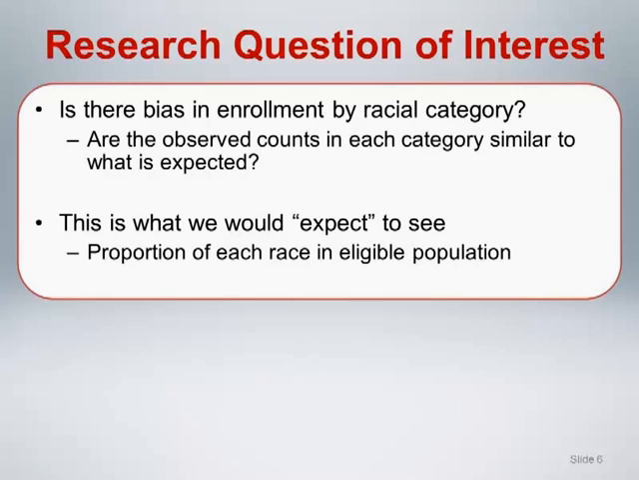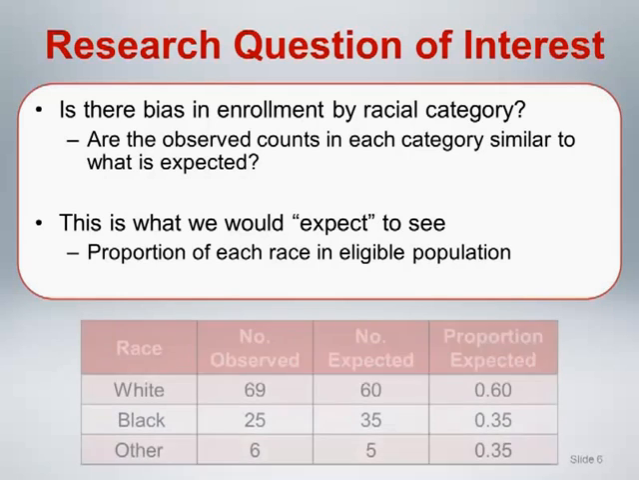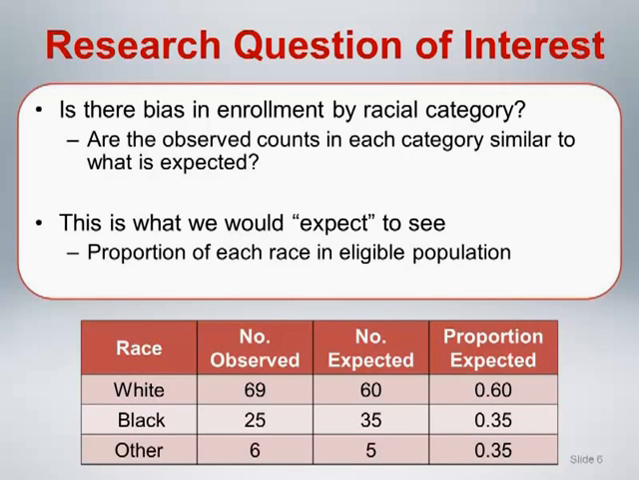The research question of interest is whether or not there is any bias in enrollment by racial category. Are the observed enrollment counts in each category similar to expected enrollment? This table provides the observed and expected counts for each racial category. For this particular trial, the expected enrollment was anticipated to be 60 white subjects, 35 black subjects, and 6 other. As you can see, there were slightly more white subjects observed than expected, and slightly fewer black subjects observed than expected.